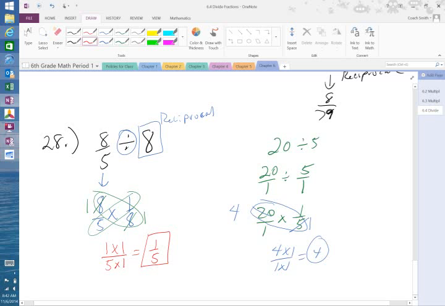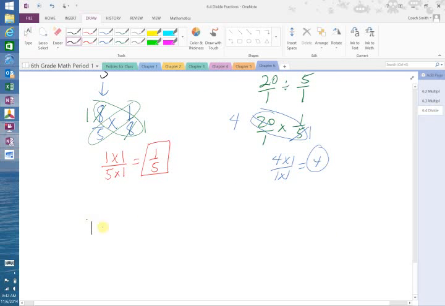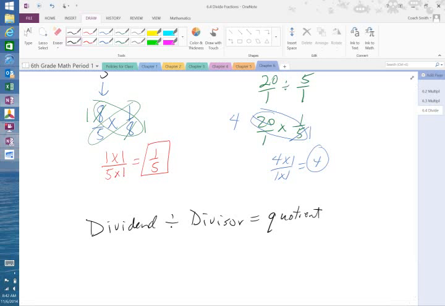Remember, you never do anything to the first number. The first number always stays the same. The first number is the dividend. If you look at a division problem, we've talked about this before, you have the dividend divided by the divisor, and that is equal to the quotient. The directions are going to tell you to find the quotient, put your answer in simplest form. Well, all that means is do division.